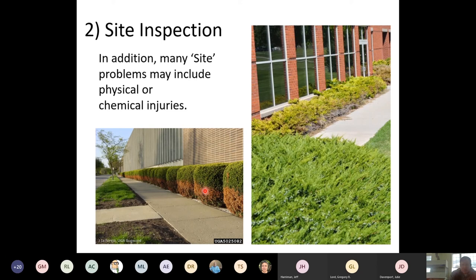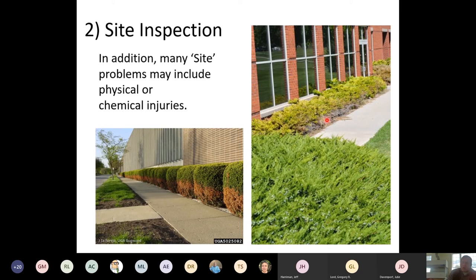Here we have a newly poured sidewalk next to a new building. Oftentimes, concrete is a very alkaline substance, and runoff on concrete and from new construction can really change the pH of soil in the immediate vicinity of these man-made structures. So this is a situation that is very likely caused by alkalinity in the soil.